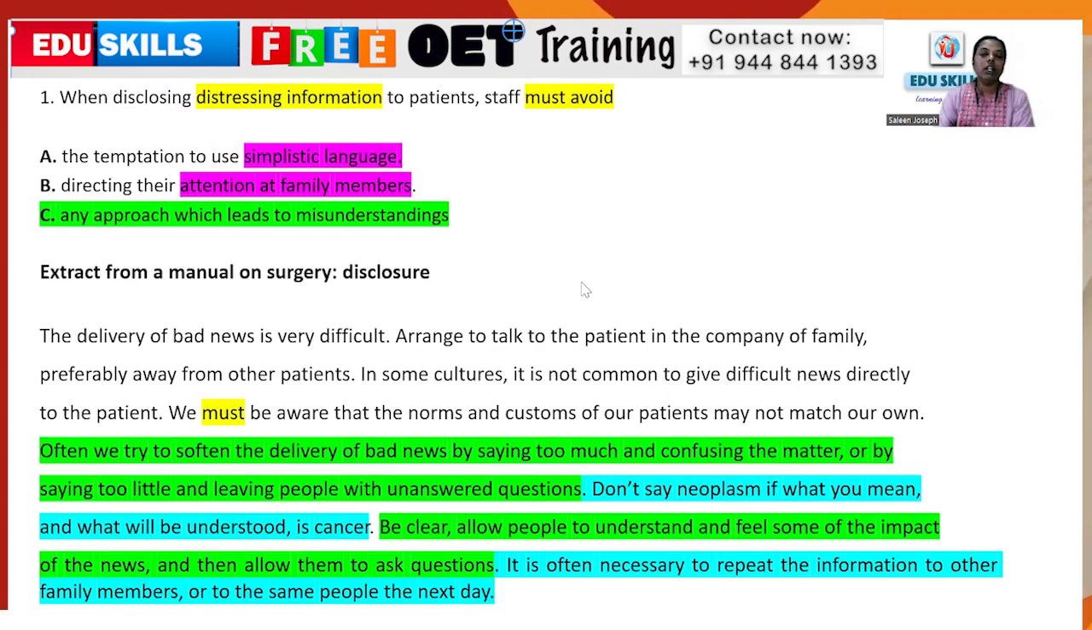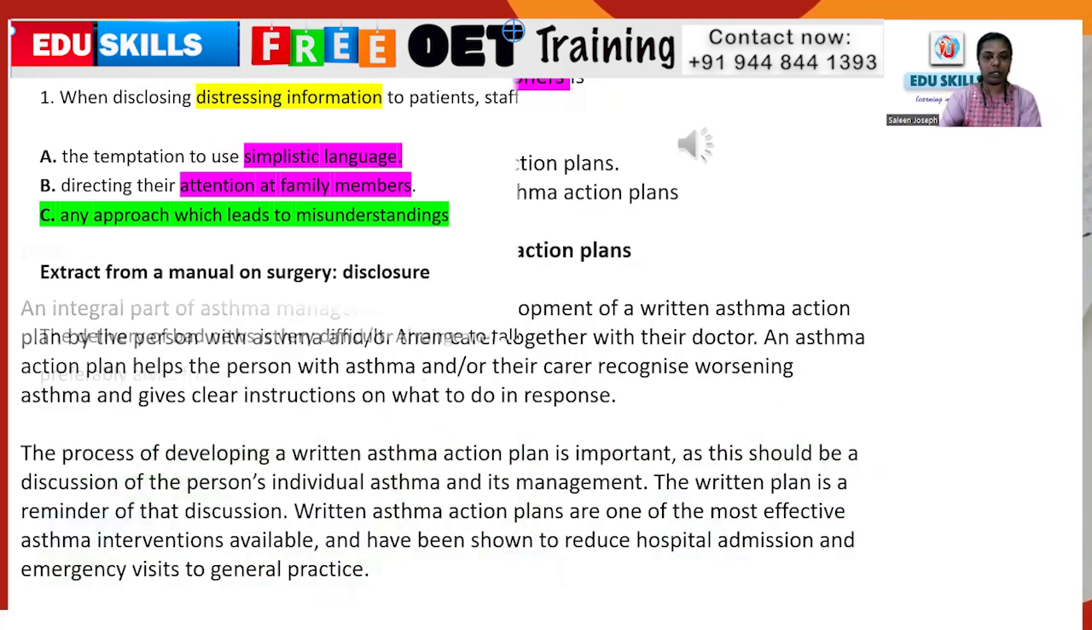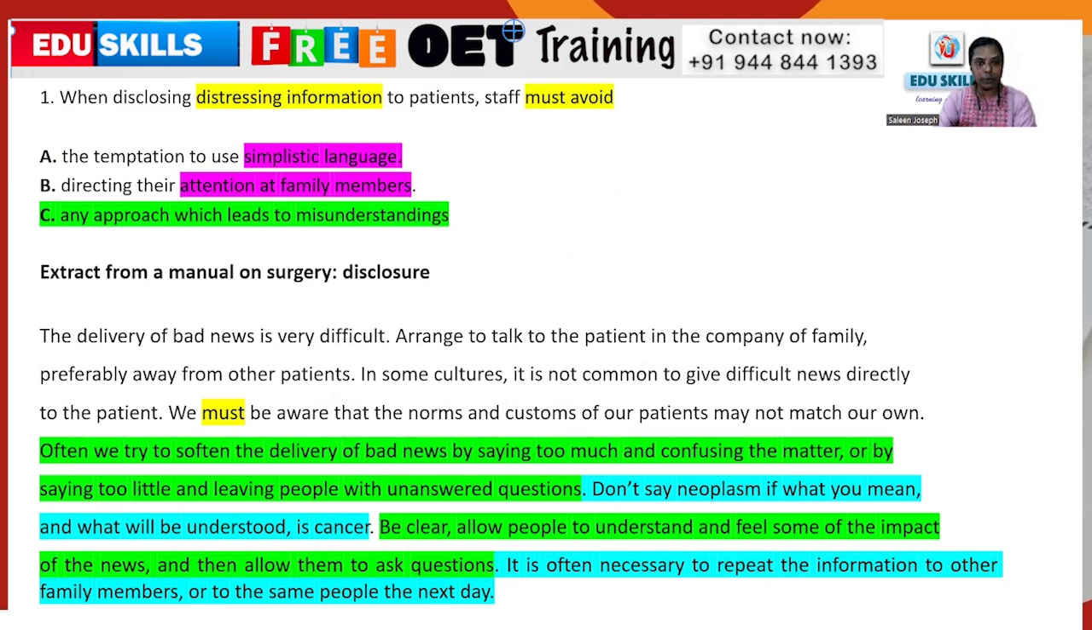Now, here in the question, I have marked distressing information to patient. What do you mean by distressing information? It is bad news or something. And here in the question, they're telling us staff must avoid. Avoid in the sense staff must not do. They're not supposed to do something. So they're asking what is the task that they should not do. Okay, they must not do. So when you read the answer options, the first one is the temptation to use simplistic language.